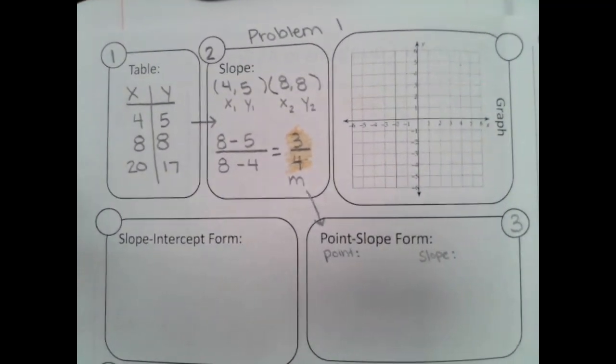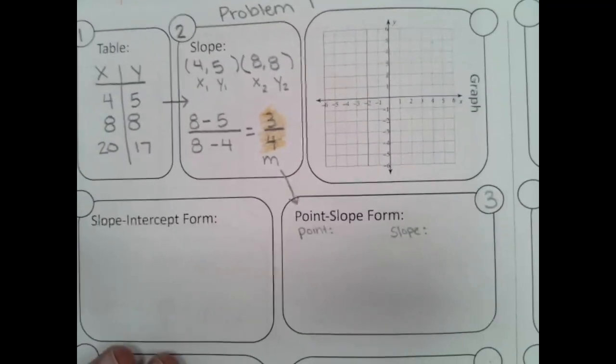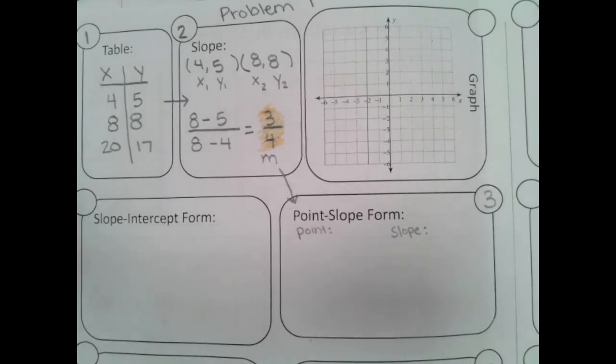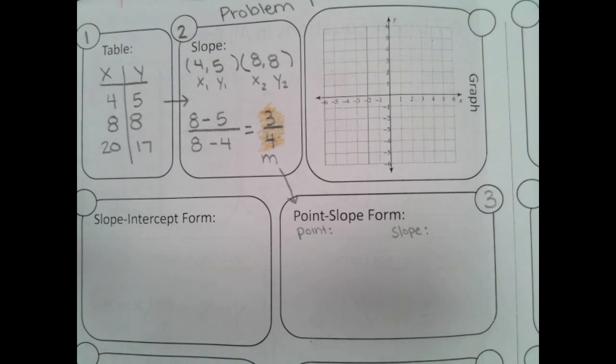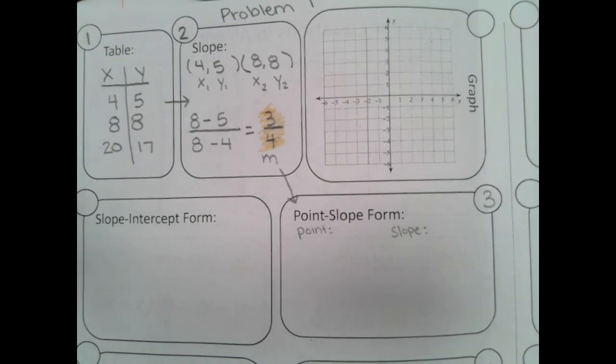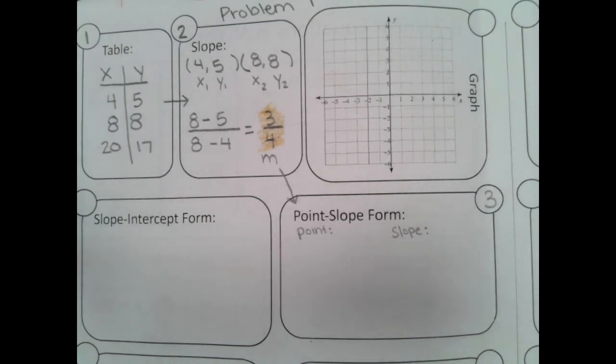So my period 3, they picked 4, 5 and 2017, and they got 6 over 8, and then they had to simplify it to 3 over 4. Are we finishing it? Yeah, we're finishing this today. That is our goal. All right. How are we doing? Hanging in there? Okay, so point-slope form.